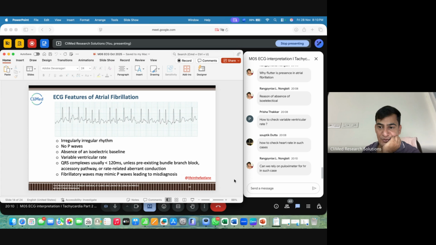Can we rely on the pulse oximeter for HR in such cases? You can definitely, but it will not be similar every time. Every minute it will be changing. So you can rely on the pulse oximeter, and you can check by yourself. But yes, it will be changing because it is fibrillation or flutter. You have to be very careful with HR because it will be increasing and decreasing within seconds.